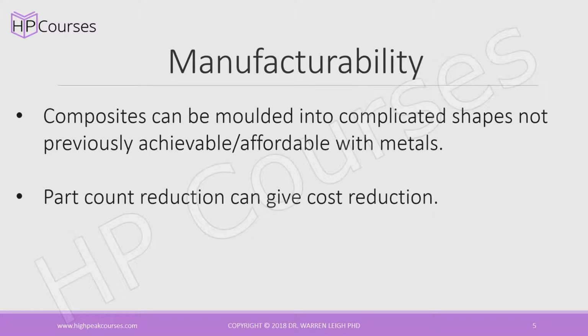Slide 5. When making metallic objects, sometimes it's necessary to weld different parts, different shapes together to get a complete structure, or even bolted. With composites, one of the advantages can be to reduce all these number of parts to one part only by moulding the complete shape. The manufacturability of composites implies that the material can be affordably moulded into a complicated shape and offer part count reduction opportunities.